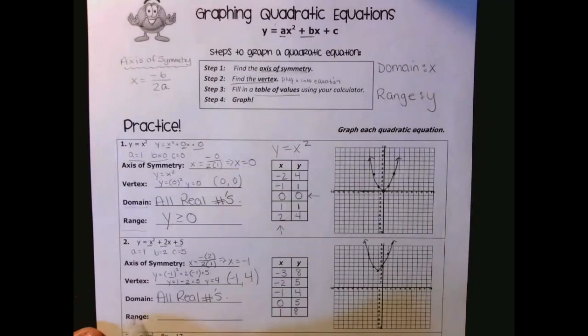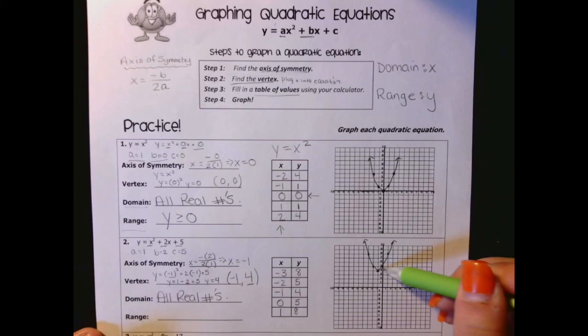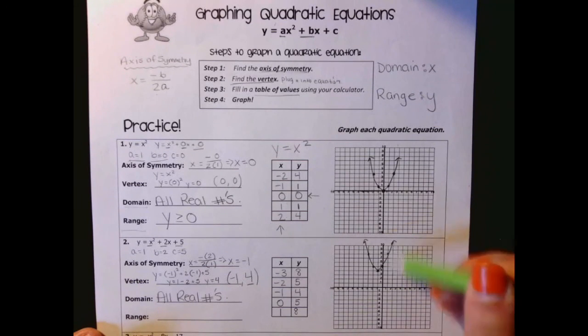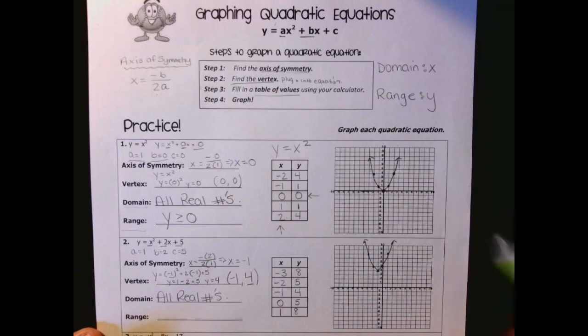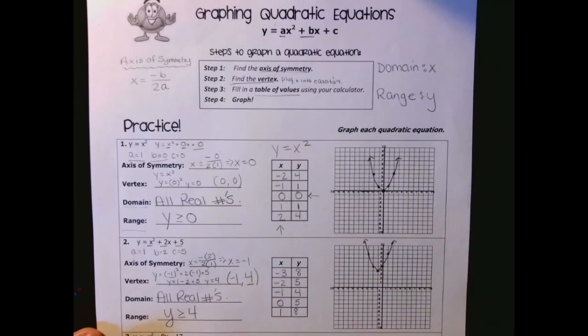And then for my range, I need to figure out what, in this case, my minimum is. So where that turning point is. And that turning point is at my vertex. So when y is at 4, y is always going to be greater since it's opening upwards, so it's going above that 4, but it can also be equal to that 4. So my range is going to be y is greater than or equal to positive 4.